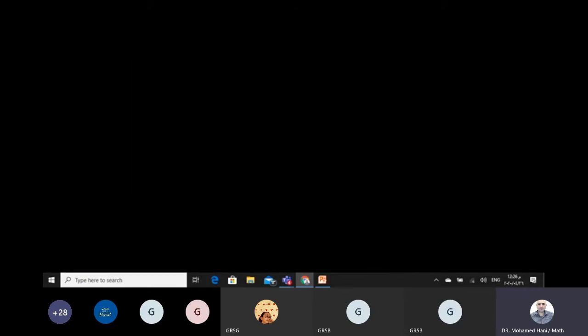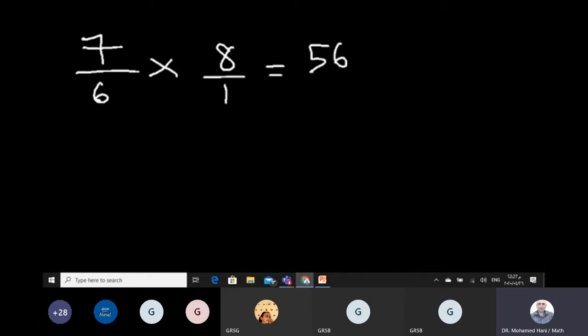Go ahead and try this one. Multiply 7 over 6 by 8. Feel free to pause the video and work on the example. You can leave your answer as an improper fraction or as a mixed number. So let's write it as 8 over 1. 7 times 8 is 56. 6 times 1 is 6.